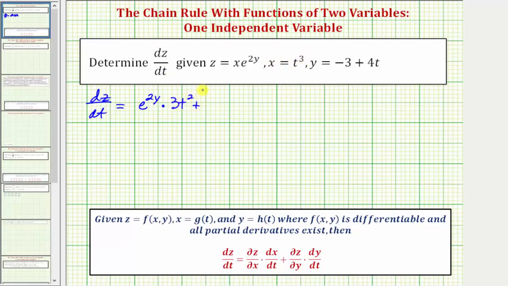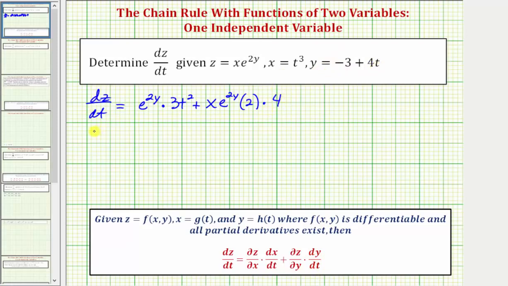And then we have plus the partial derivative of z with respect to y. So now we'll differentiate z again with respect to y, treating x as a constant. And because the derivative of e to the 2y with respect to y would be e to the 2y times 2, the partial derivative of z with respect to y would be x times e to the 2y times 2. And then we have times dy/dt. The derivative of y with respect to t would just be positive 4.